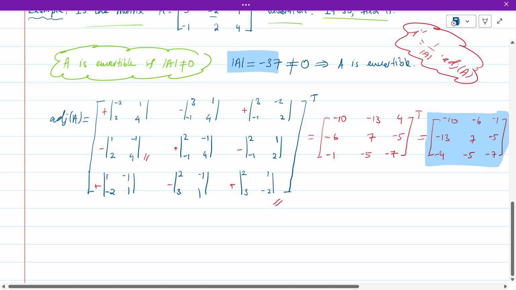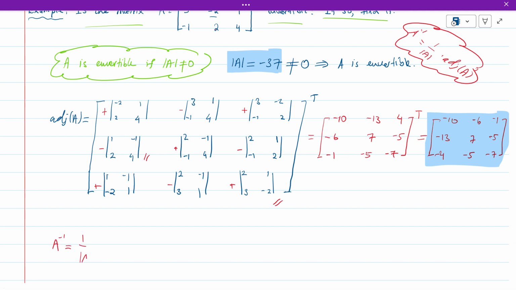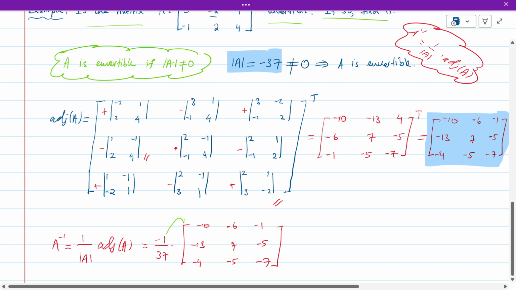We have the determinant. We are ready to write down the inverse. So A inverse is 1 over the determinant of A times the adjugate of A, which is 1 over negative 37 times the adjugate: negative 10, negative 6, negative 1, negative 13, 7, negative 5, negative 4, negative 5, negative 7. Here you can leave it like this, or if you want you can take in the scalar to multiply each entry and get a more simplified matrix. That will be the inverse, and if you leave it here it should be fine.